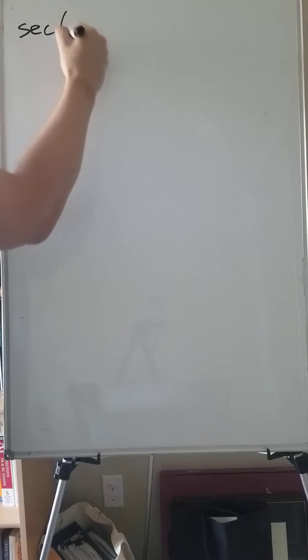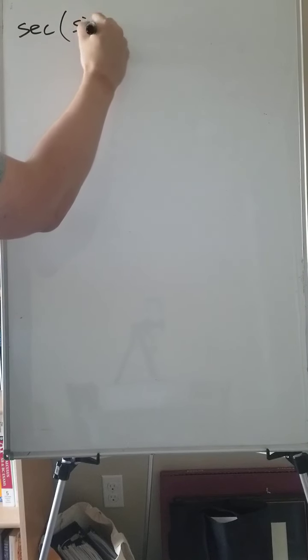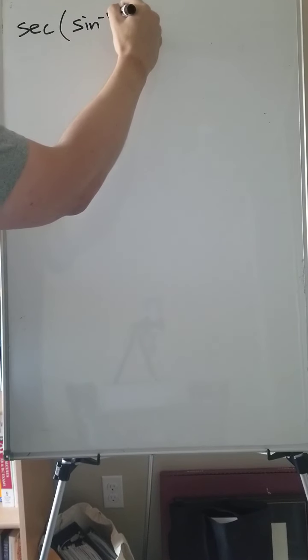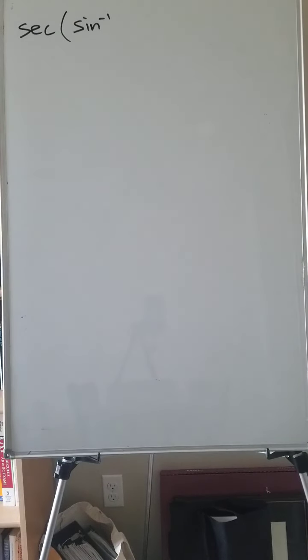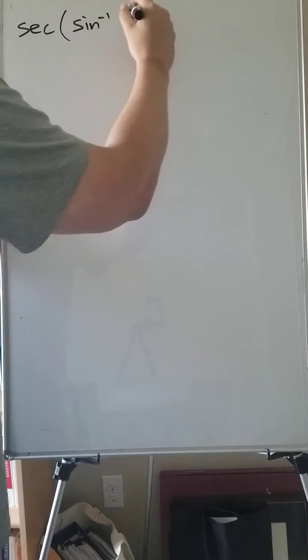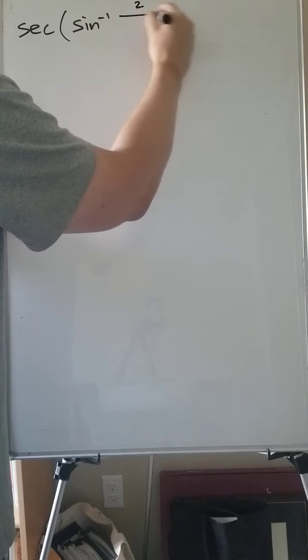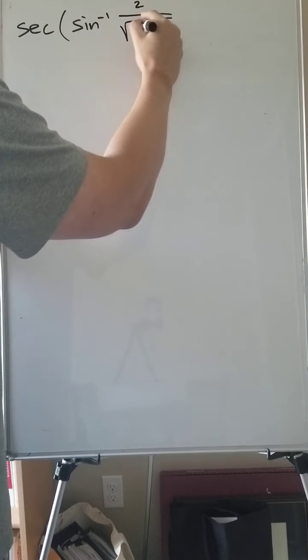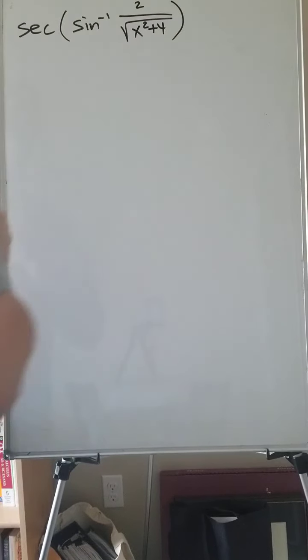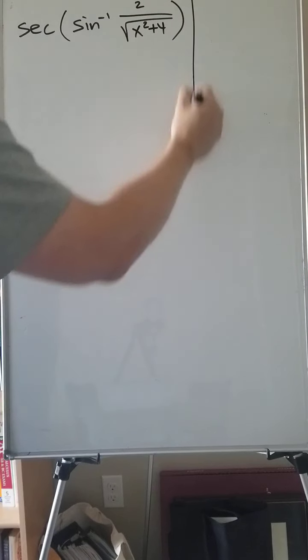So let's say I'm looking at the secant of the inverse sine of, let's do 2 over the square root of x squared plus 4. Okay.